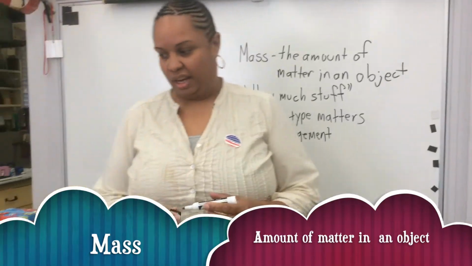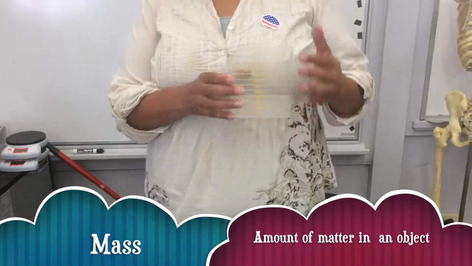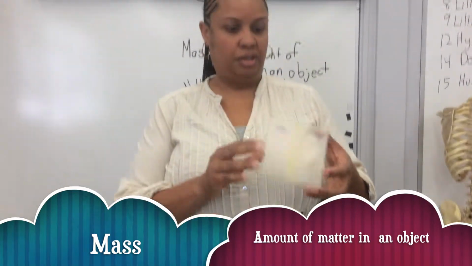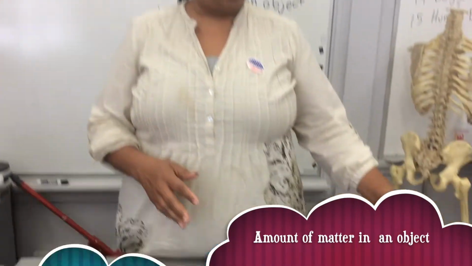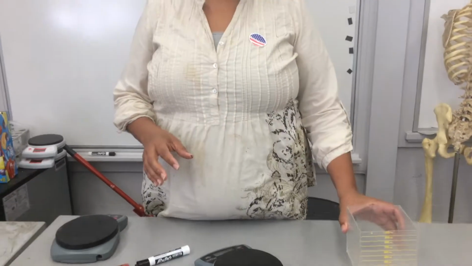So let's take a look at an example. Here I have a 10 centimeter by 10 centimeter empty container. Right now it is filled with air. Air particles are very far apart and they tend to be light. So the mass of this would be light.